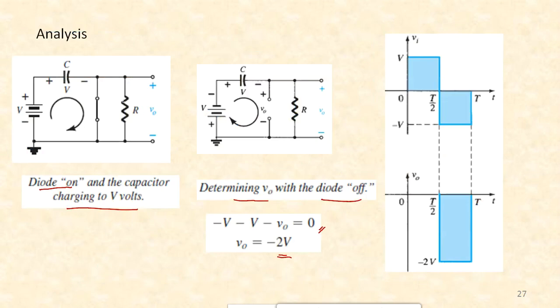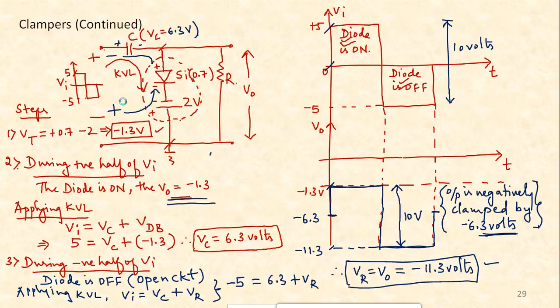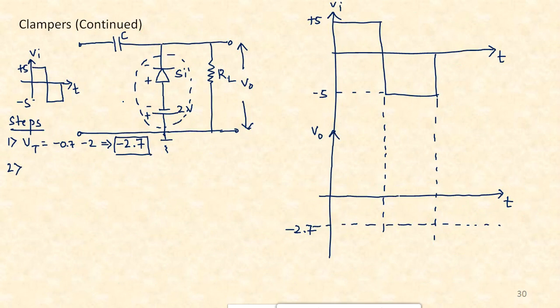So going by this point, you will have to tell me, should I start with the positive half cycle of the input or the negative half cycle of the input? Students? Negative half cycle. Negative half cycle, exactly. So let me write, during negative half of input Vi.